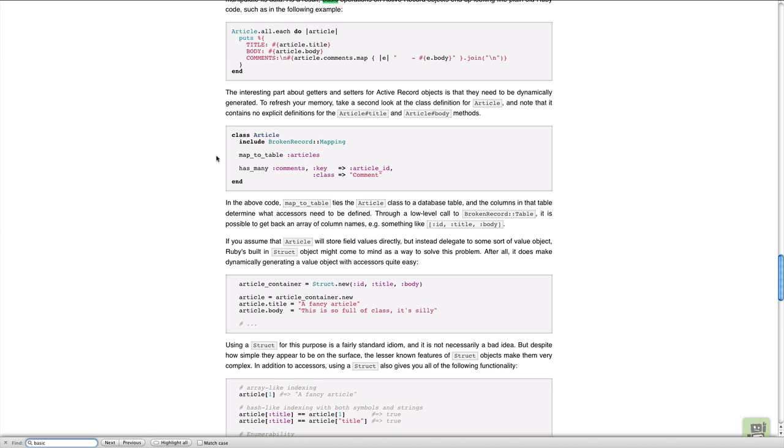In the dev code, mapping the article class to a database table, and the columns in that table determine what accessors need to be defined. Through a low-level call to the record table, it's possible to get back an array of column names, e.g. something like ID, title, body.